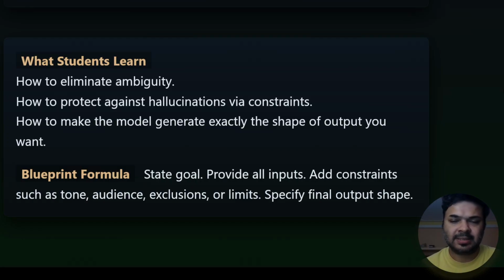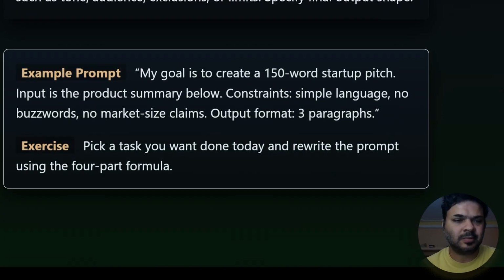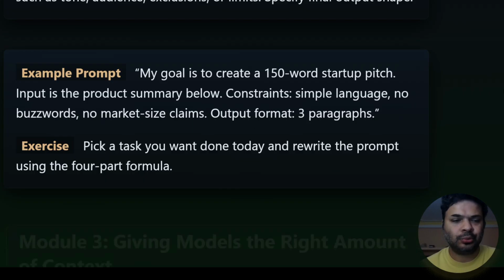So the blueprint formula is: state the goal, provide all inputs, add constraints such as tone, audience, exclusions or limits, and specify the final output shape. So the example and the exercise, if you want to go through.